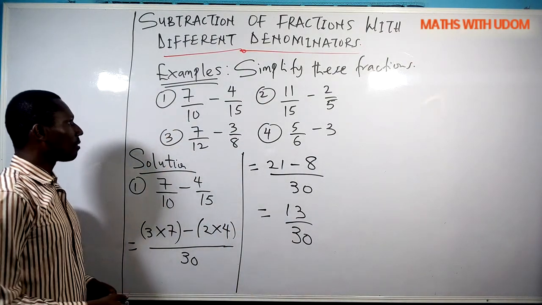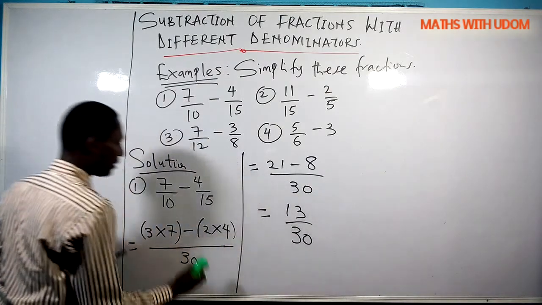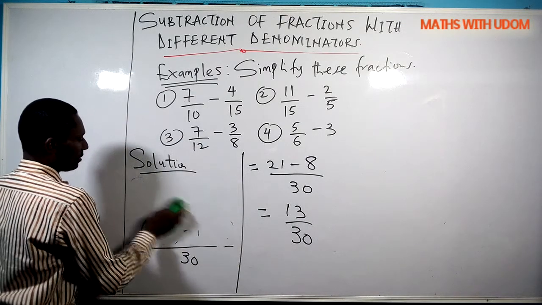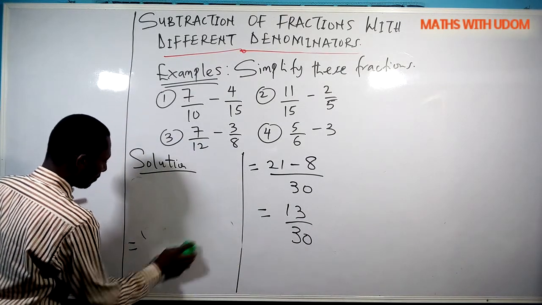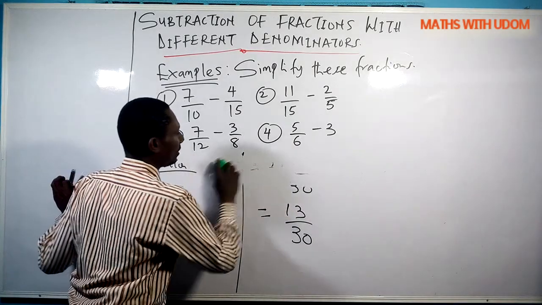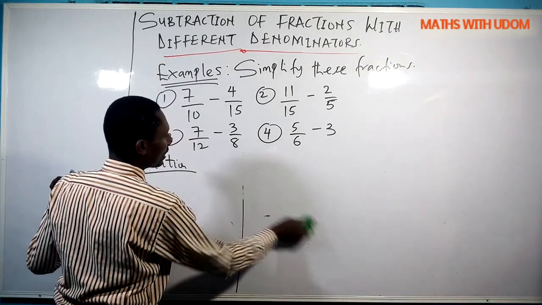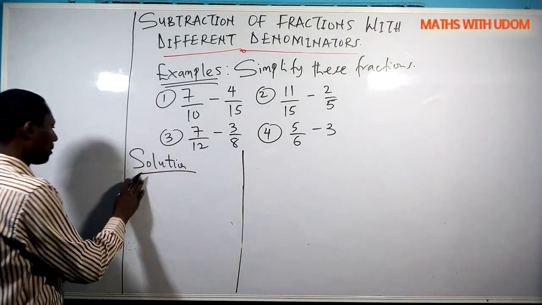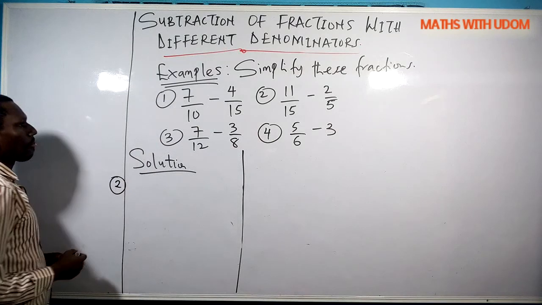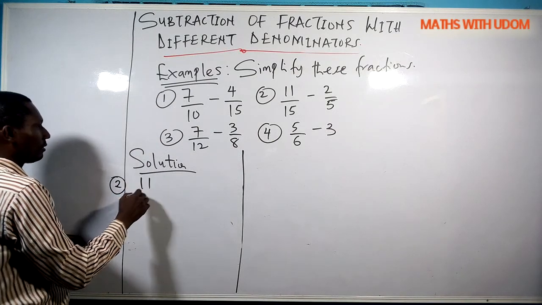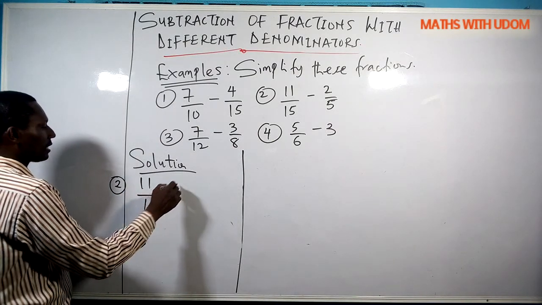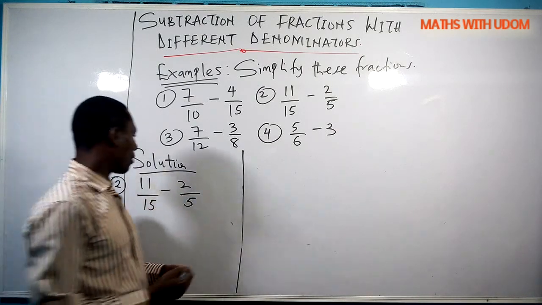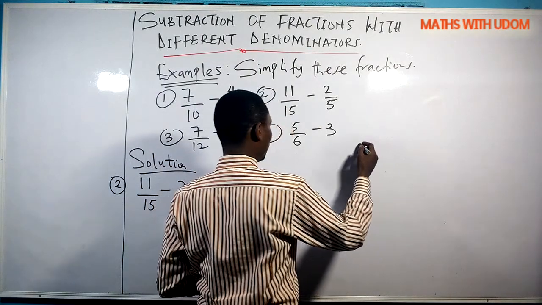Let's move to number 2. There's no second method on this because they have different denominators. I wanted to give you a second method, but I just remembered that it's only one method we can use. All right. Number 2 example. We have 11 over 15, take away 2 over 5. So the first thing to do is to work out our LCM.